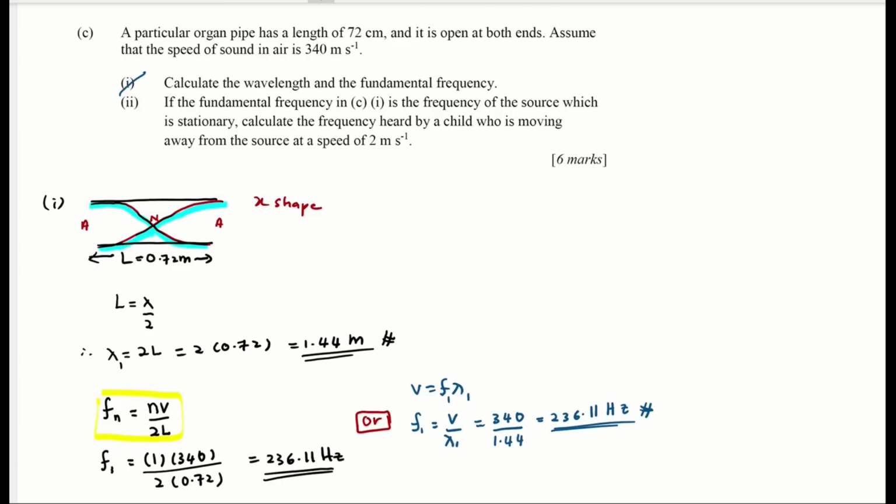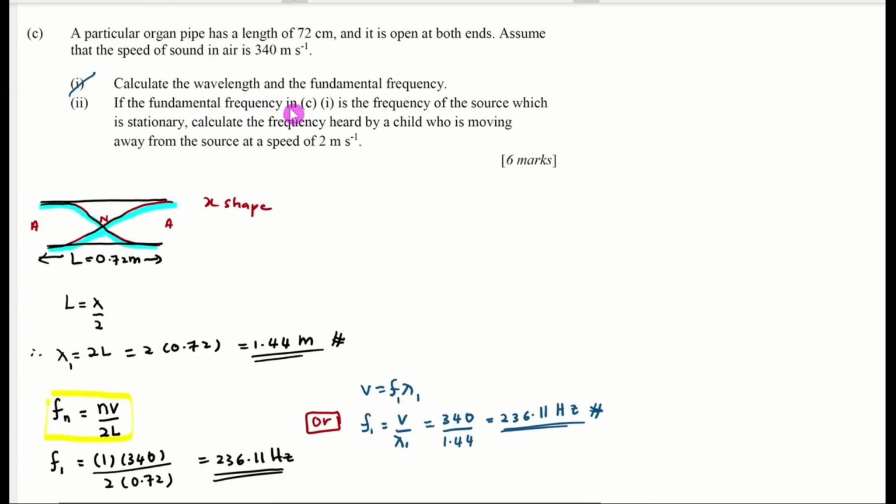Alright, so now question number 2. If the fundamental frequency in C1 is the frequency of the source which is stationary, it means that here we have the source, which is a stationary source. So V equal to 0 meter per second. And the frequency of the source, as stated, is the same as the fundamental frequency we calculated above, 236.11 Hz. Then calculate the frequency heard by the child who is moving away from the source. So we have a child, you can draw it anywhere, here is fine, moving away. So this is V of the observer, which is 2 meter per second.